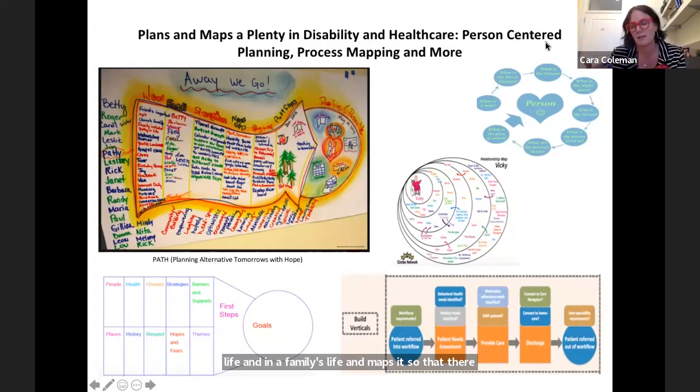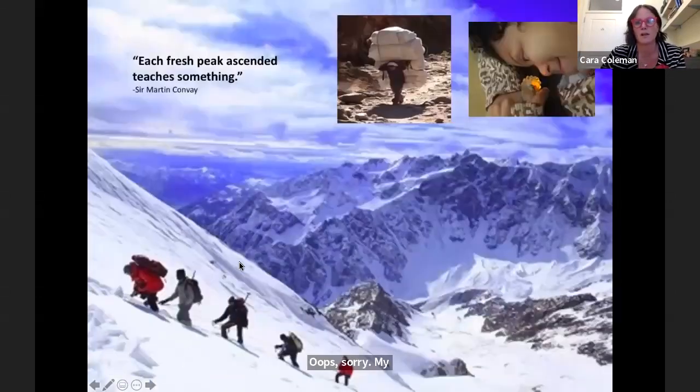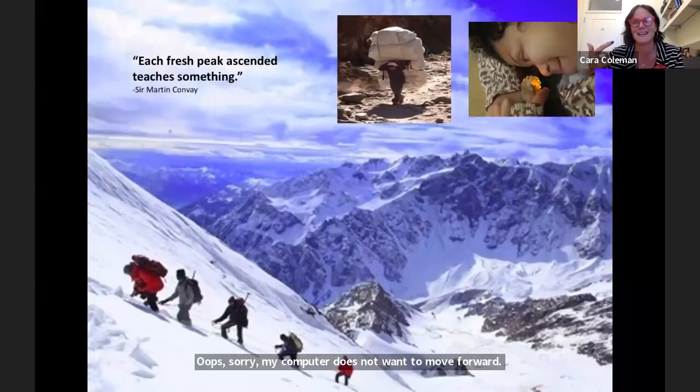Care mapping is not new. It's sort of a different version of this, and it's really to bring, as I said, organization and a way forward, but it's also really about communication and getting to the whole child and the whole family, which is the way the models of care are moving more now. Sorry, my computer does not want to move forward. There we go. So it's hanging out for a little bit in the theme of ascending fresh peaks.